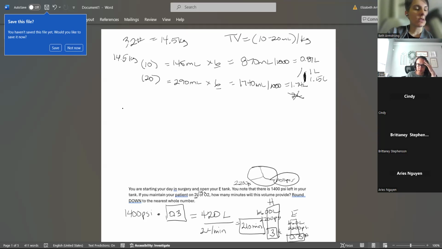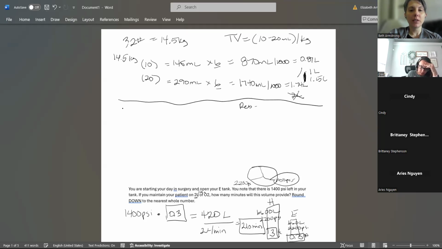Can you go over oxygen as well? Like the oxygen flow? Yeah. It always messes me up. So we have our rebreather. The rebreather means that they are going to rebreathe recycled gases. So their formula is 20 to 40 mLs per kg per minute, and then non-rebreather is 200 to 400 mLs per kg per minute.